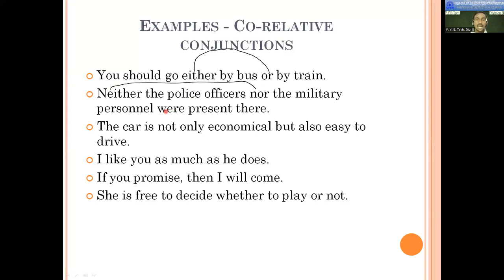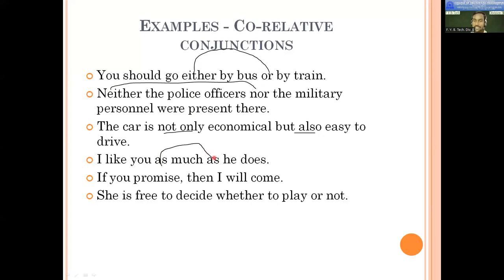Neither nor. The car is not only economical but also easy to drive. Not only but also. I like you as much as he does. As much as. Okay. It is as.